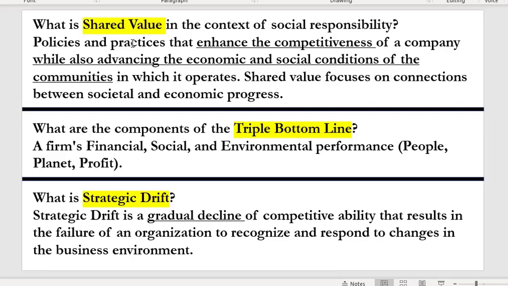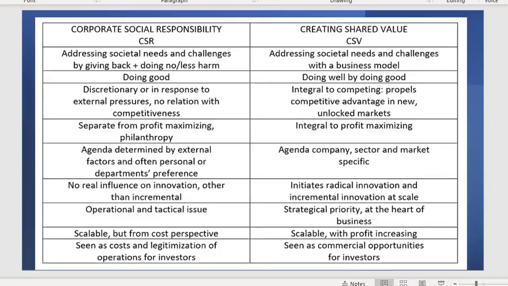Now, strategic drift is when there's a gradual decline of competitive ability for an organization that results in the failure of that organization to recognize and respond to changes in the business environment. So many times the strategic drift is that the company is not mindful of the changes happening in the industry and is not responding quickly. There's no agility to the changes happening in that industry, and things suddenly change and the organization finds itself left behind, too slow and not able to catch up.